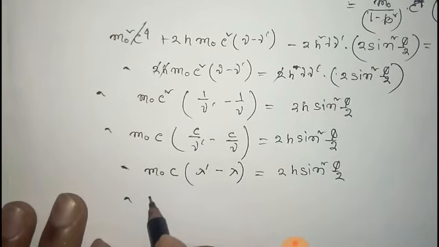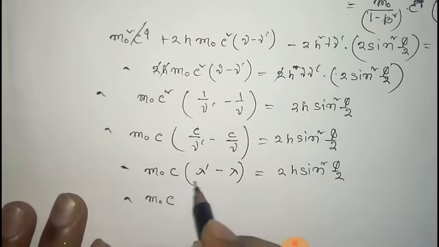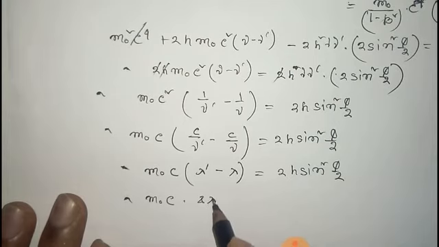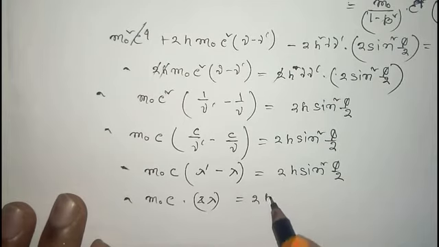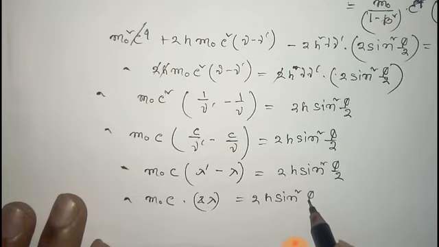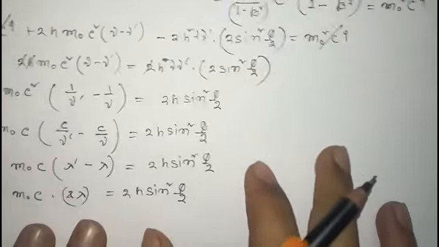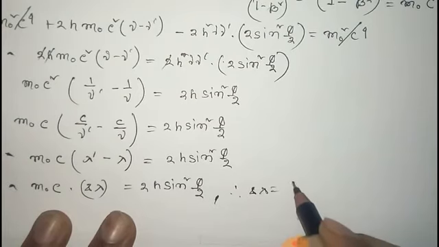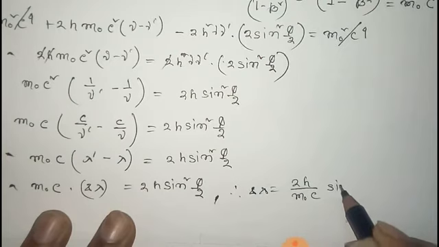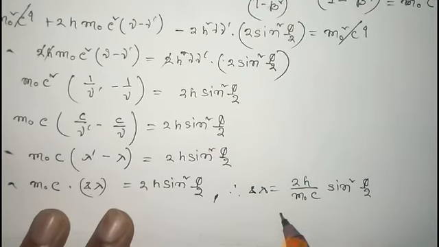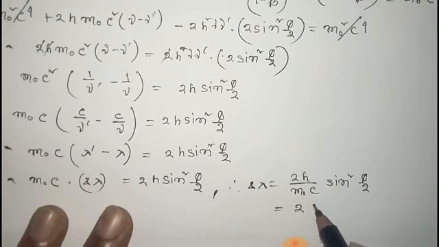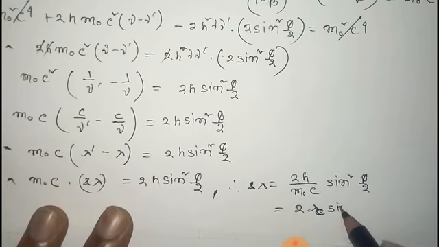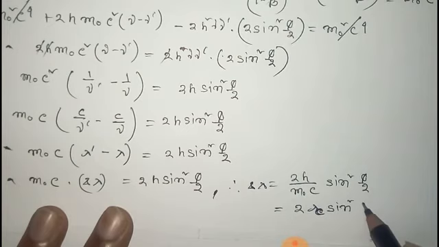So from this, this is the wavelength shift, lambda prime minus lambda. Thus we get del lambda, that is the Compton shift, so del lambda is equal to 2h by m naught c sin square phi by 2. This h by m naught c can be taken as lambda c, that is 2 lambda c sin square phi by 2.